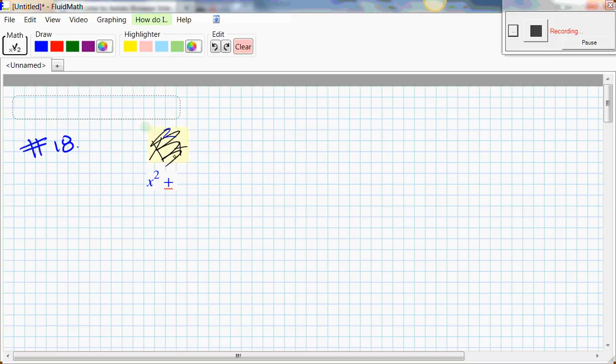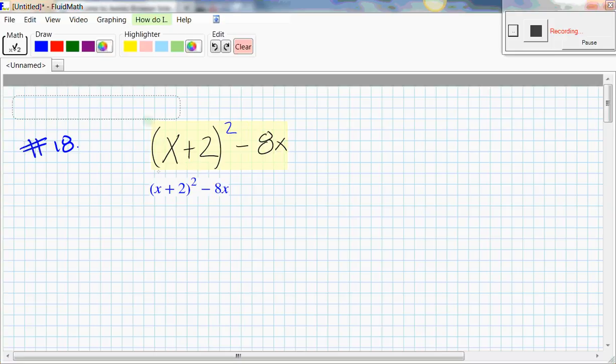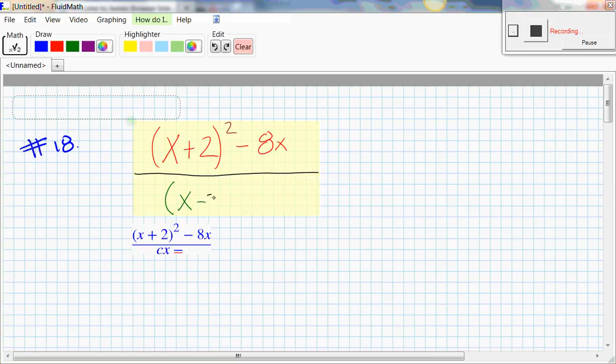Whoa, this is not right then. Okay, so how about (x plus 2) quantity squared? Quantity squared, yeah. Minus 8x, okay. Over (x minus 2) squared, like that. Calculator says the answer is 1. Who got it right? Ooh, all right, 5 or so people. Let's see how they do it.